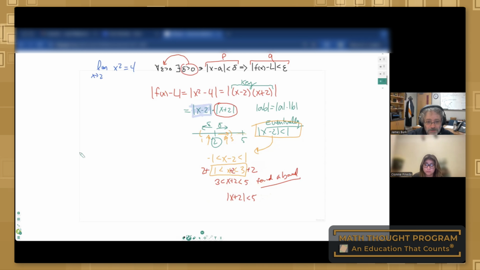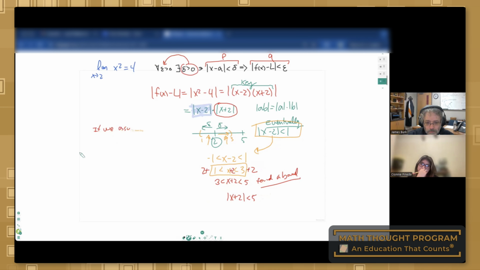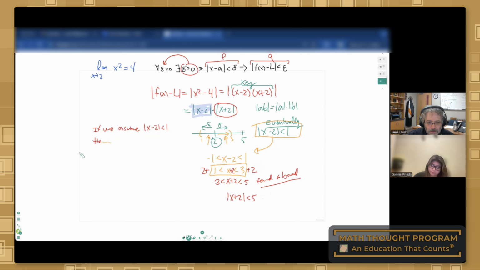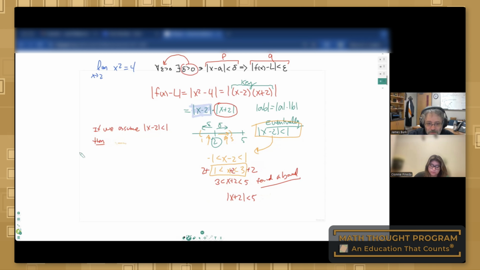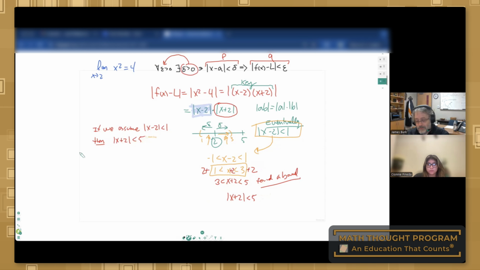So based upon the assumption, if we assume that we're looking at that region, then we can safely conclude that the magnitude of x plus 2 is less than 5. Okay, take a moment, see if that makes sense to you.